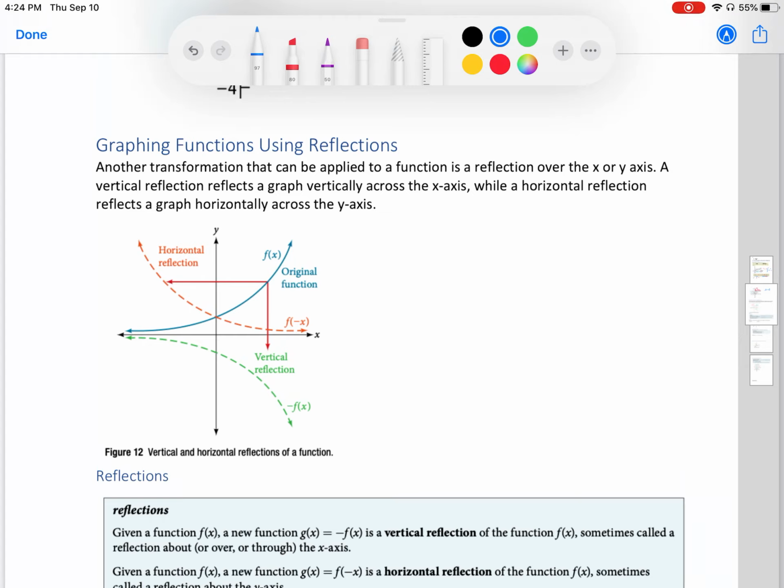Graphing functions using reflections. Another transformation that can be applied to a function is a reflection over the x or y axis. A vertical reflection reflects the graph vertically across the x-axis, while a horizontal reflection reflects the graph horizontally over the y-axis. So here we see an original function, in blue. I can go ahead and reflect that down, which is illustrated here, or reflect across.